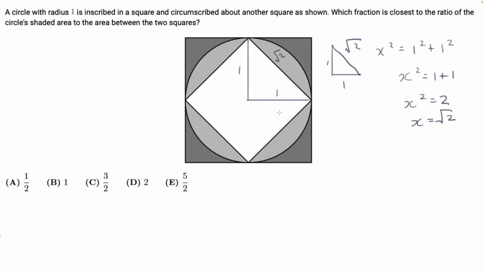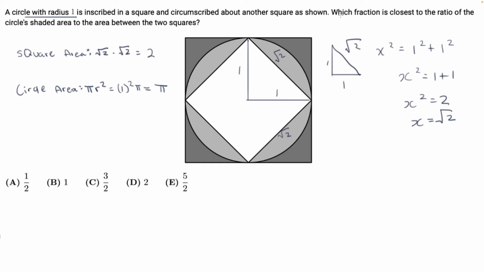So if this side is root 2, we know that the lengths of the square are both root 2. Then the square's area is going to be root 2 times root 2, which is root 4, and the square root of 4 is 2. Then to find the circle's area, we know that the area of a circle is pi r squared, and the circle has a radius of 1, so we substitute r with 1. 1 squared times pi equals pi.